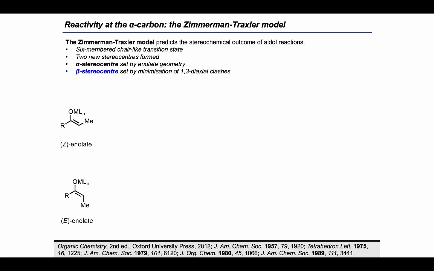In 1957, Zimmerman and Traxler proposed a mechanistic model to explain the diastereoselectivity of aldol reactions with metal enolates. They invoked a six-membered chair-like transition state for these reactions, which can explain the relative stereochemistry of the two new stereocenters formed. The first thing to consider is the geometry of the enolate, which may be formed as the Z or the E isomer.